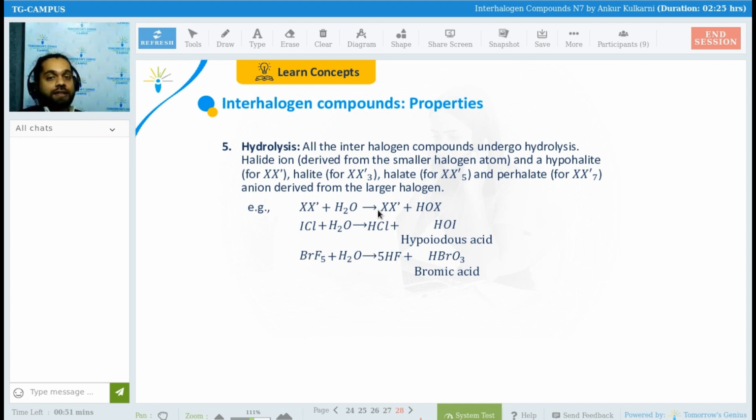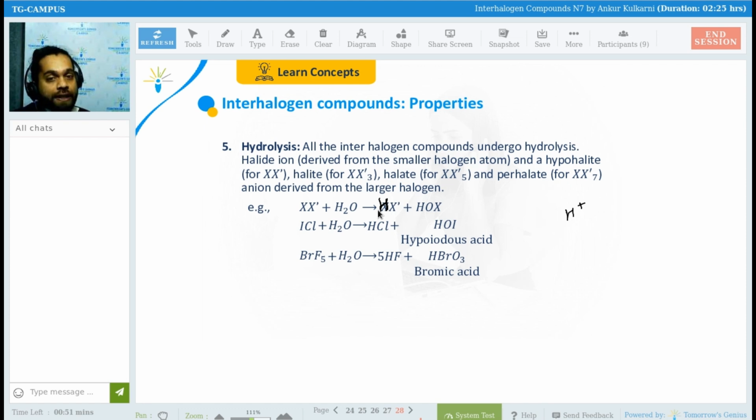Now, as I told you, if you hydrolyze them, what will happen? It will undergo hydrolysis. The smaller atom, which is the more electronegative atom, is generally negative. Over here, it should be X. So that smaller atom will go with the H plus. It is logical, isn't it? The more electronegative atom will go to H plus, because it is more negative.